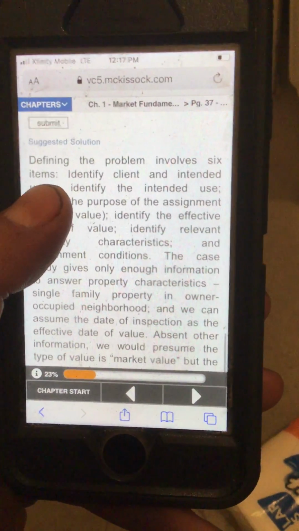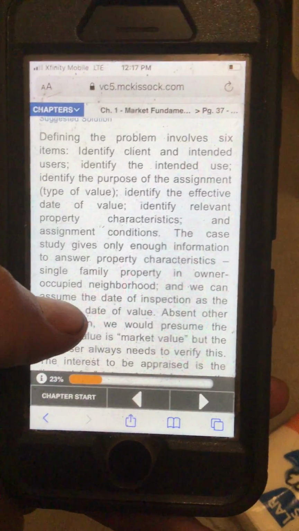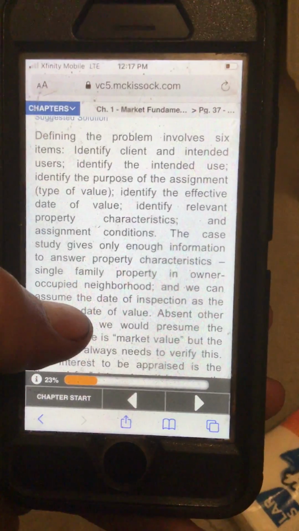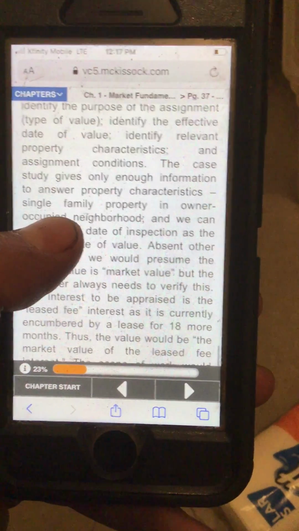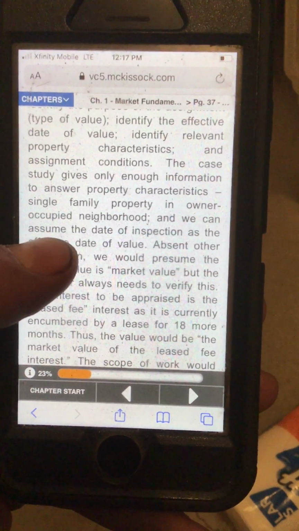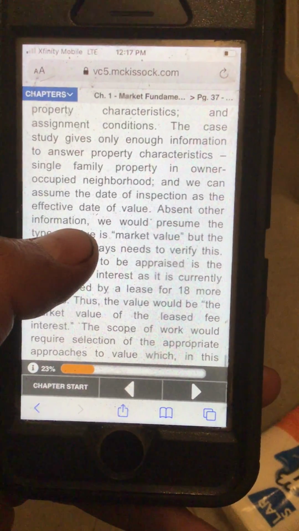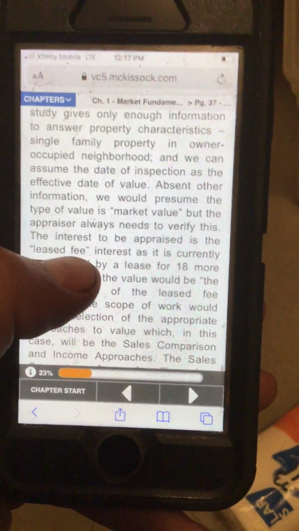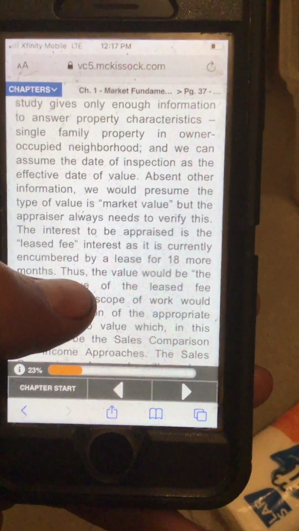Suggested solution. Defining the problem involves 6 items. Identify the client and intended users, identify the intended use, identify the purpose of the assignment, the type of value, identify the effective date of value, identify relevant property characteristics and assignment conditions. The case study gives only enough information to answer property characteristics.